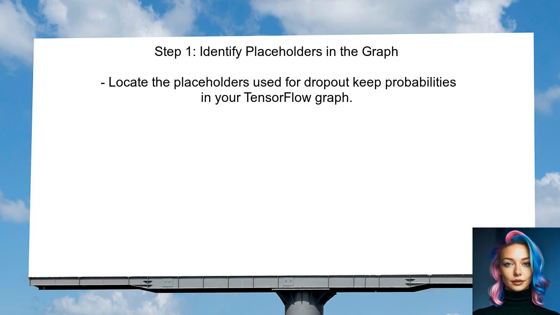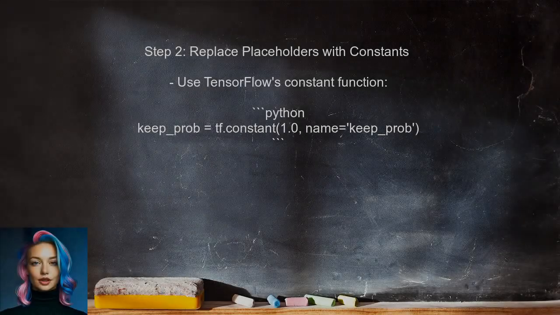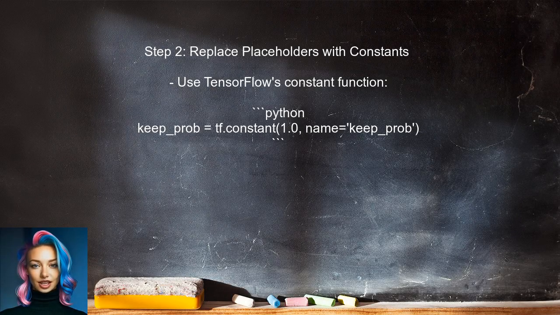To convert placeholders to constants in TensorFlow, the user should first identify the placeholders in their graph. These placeholders are typically used for dropout keep probabilities. Next, the user can replace these placeholders with constants. This can be done by using TensorFlow's constant function to create a constant with a value of 1.0.